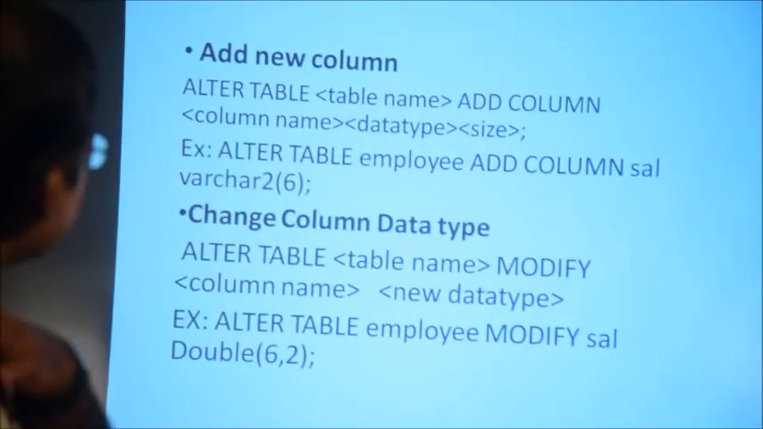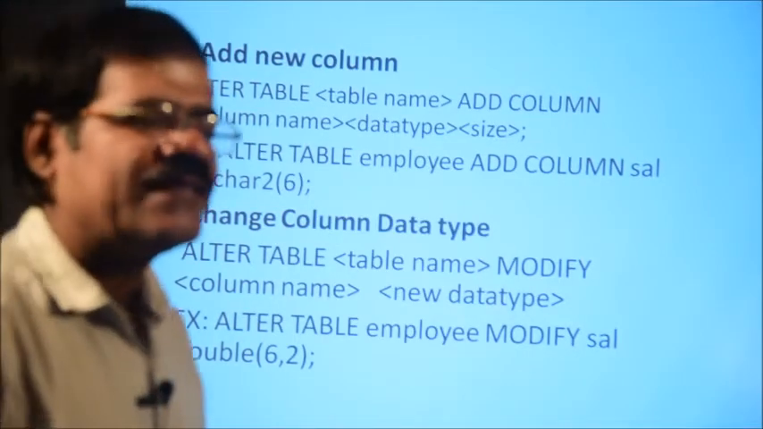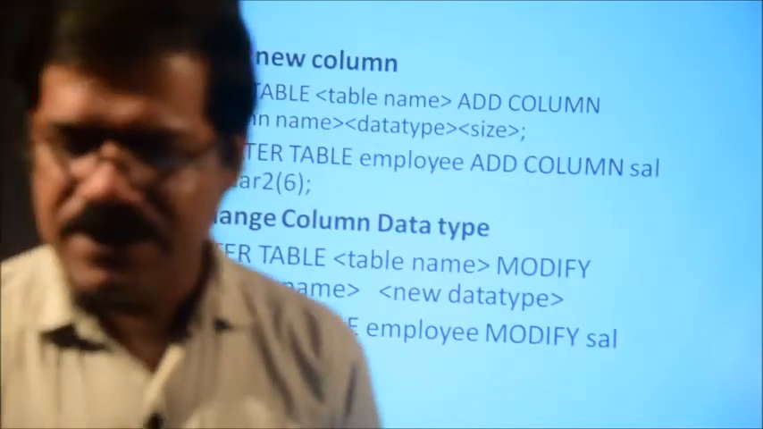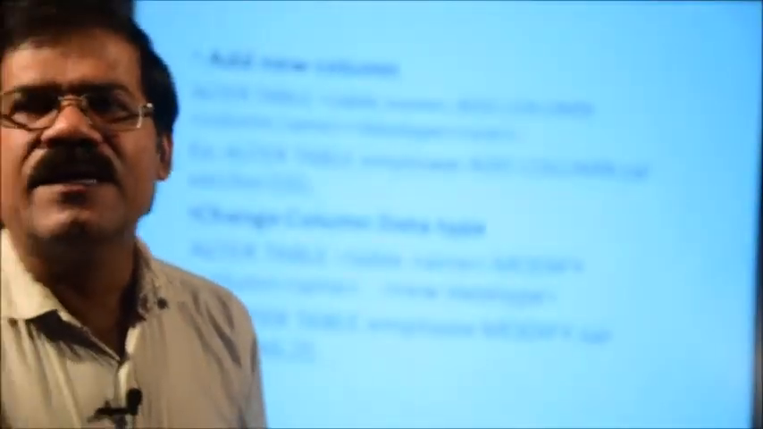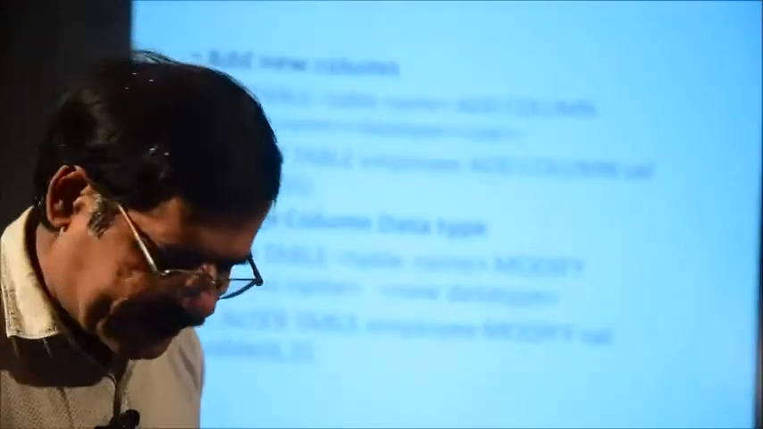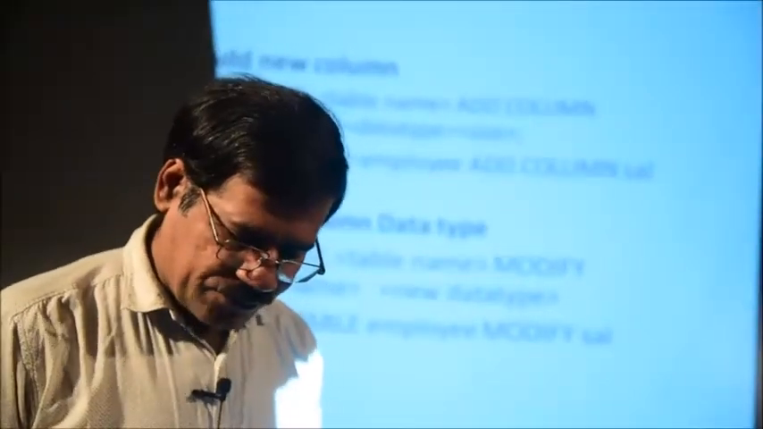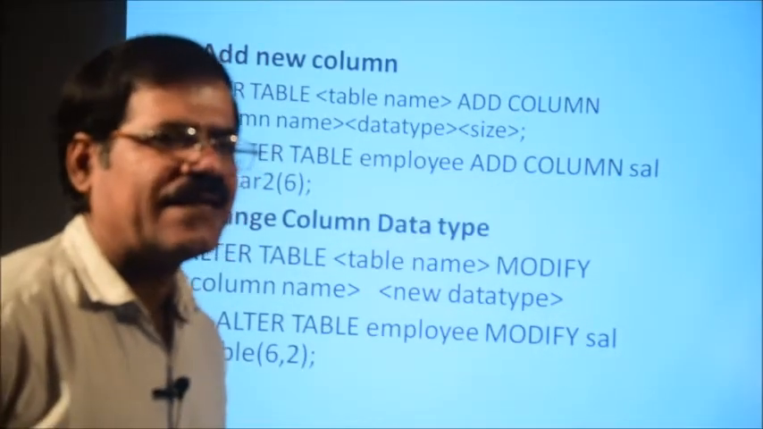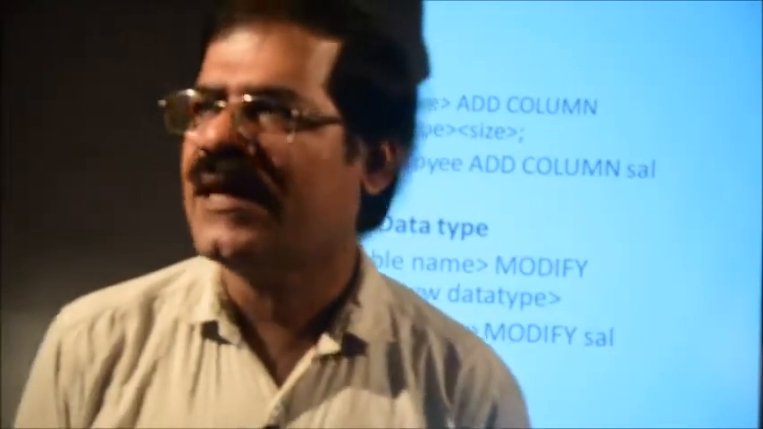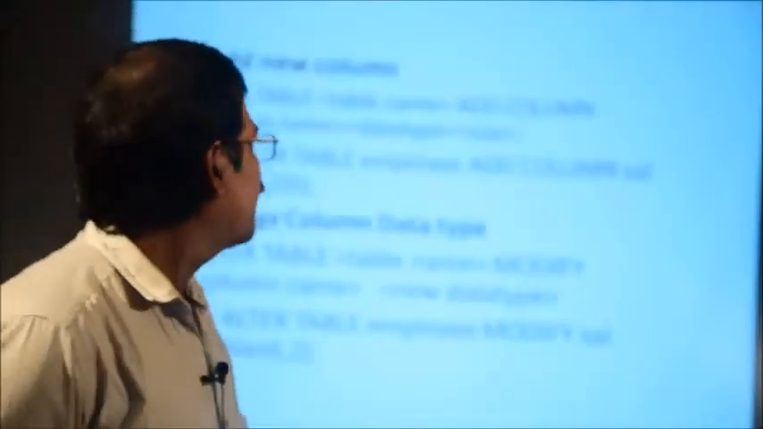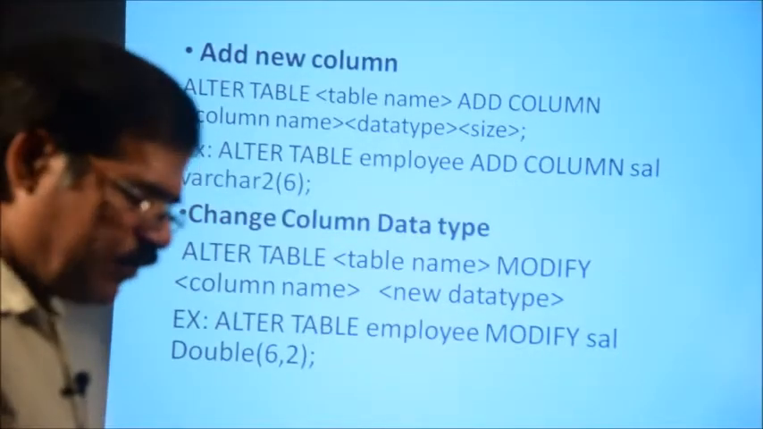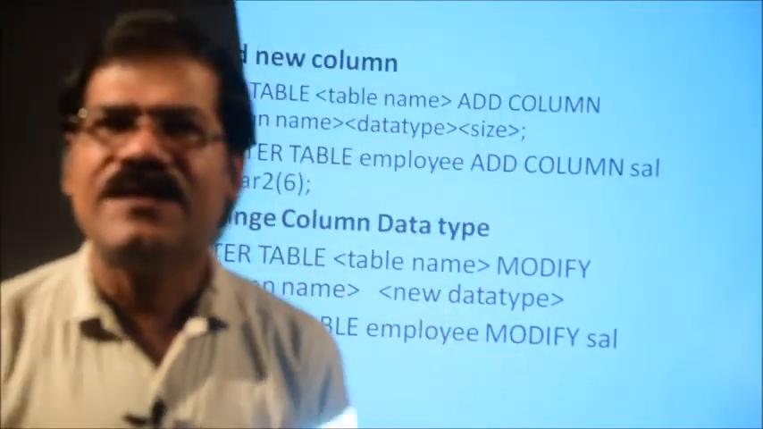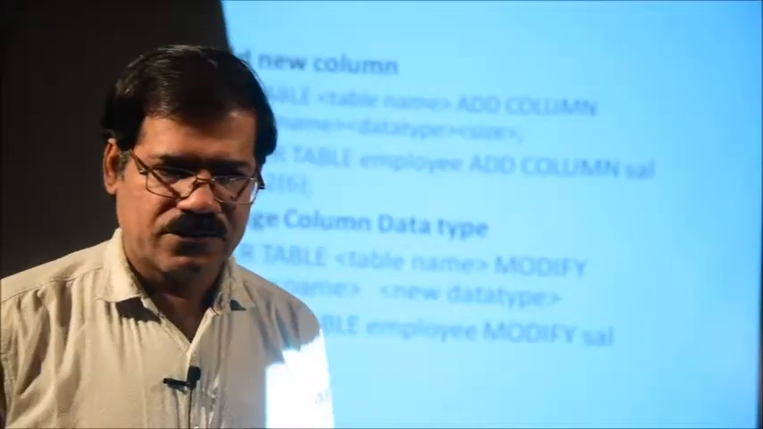For example, my existing employee table initially had 3 fields: name, email and date of birth. Date of birth is already deleted, so there are 2 fields, name and email. I want to add a new column, let it be salary. That new column is a salary field. So what do you write? Alter table, table name, let my table name be employee. In the employee table the salary field is not there earlier, so I want to add a new column. The new column name is salary.